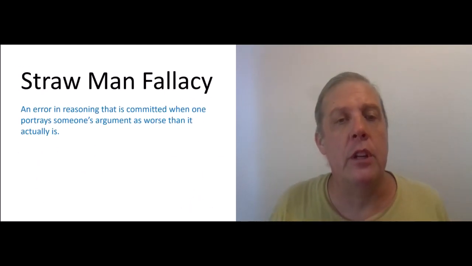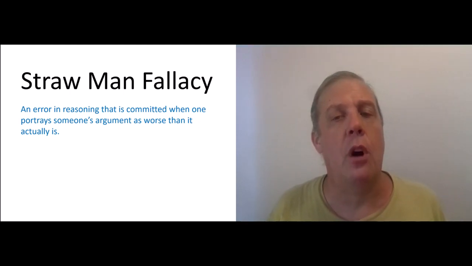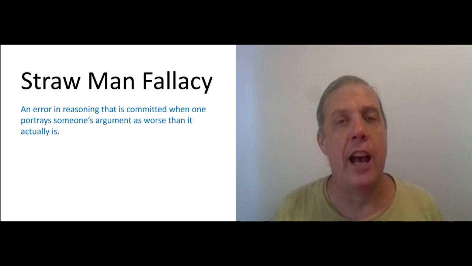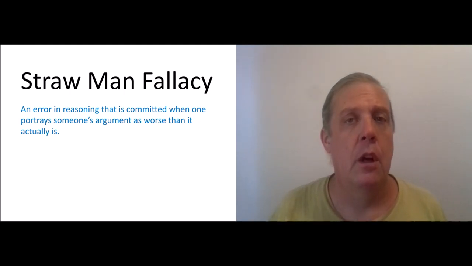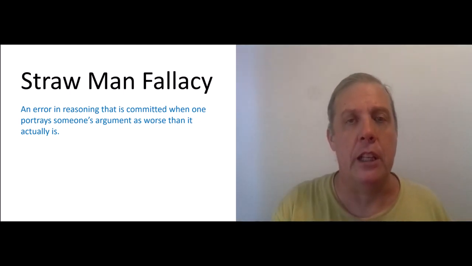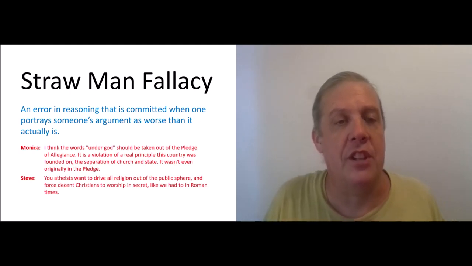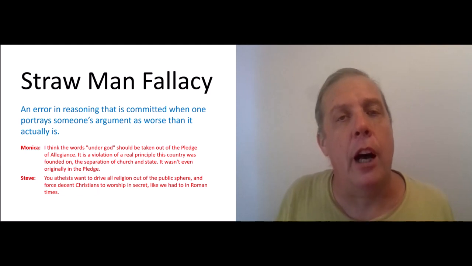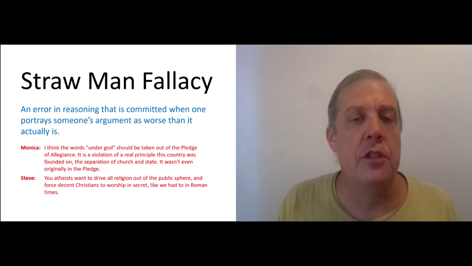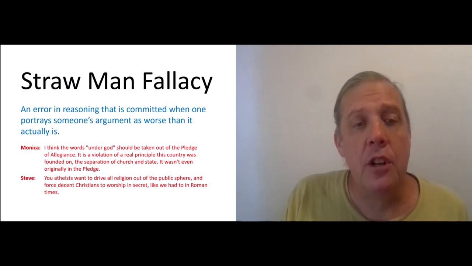The straw man fallacy is an error in reasoning that is committed when you portray someone's argument as worse than it actually is, right? And here I'll make our previous example more concrete by filling in issues and premises. So imagine Monica says, I think the words under God should be taken out of the Pledge of Allegiance. It's a violation of the real principle this country was founded on, the separation of church and state. It wasn't even originally in the pledge.